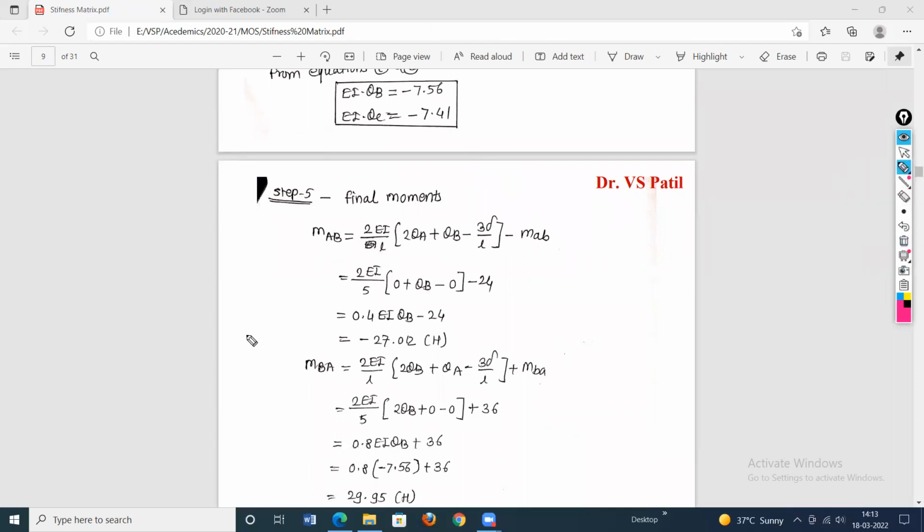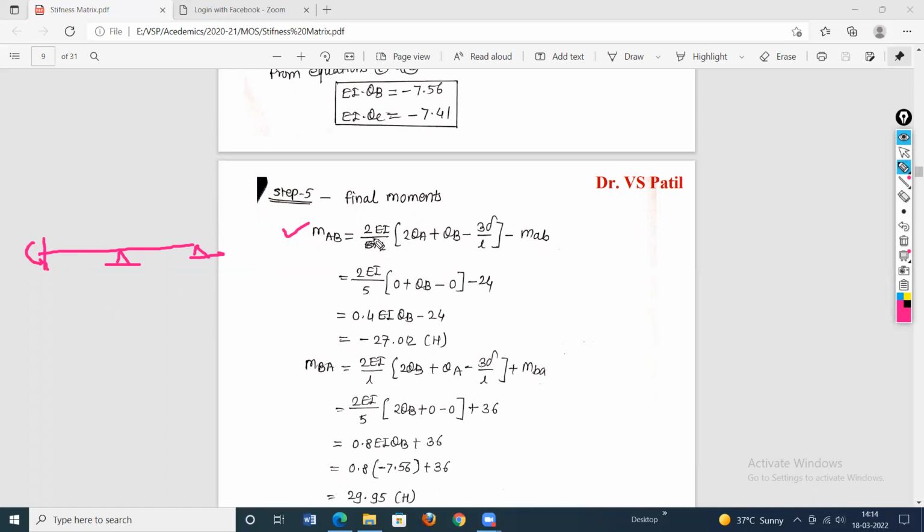So we know that for every span, there are two slope deflection equations. So this is the first slope deflection equation for moment MAB. It is 2 EI by L, 2 theta A plus theta B minus 3 delta by L, plus the fixed end moment MAB. Okay, so this is the slope deflection equation for this particular moment.